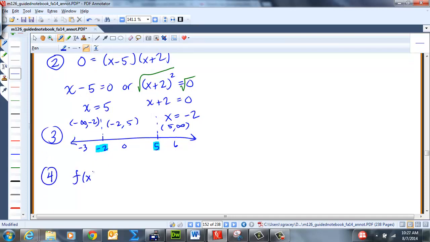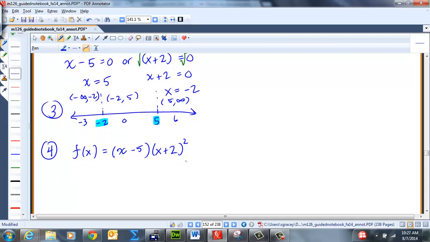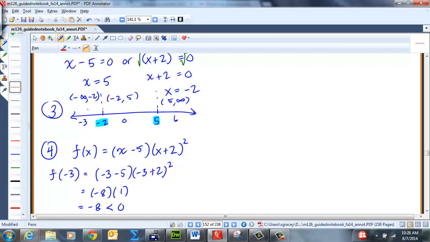So f of x was equal to x minus 5 times x plus 2, the quantity squared. When I evaluate f at negative 3, I will have negative 3 minus 5 times negative 3 plus 2, the quantity squared, which is negative 8 times negative 1 squared, which is just 1. So we get negative 8, which is less than 0. So we'll put a negative here.